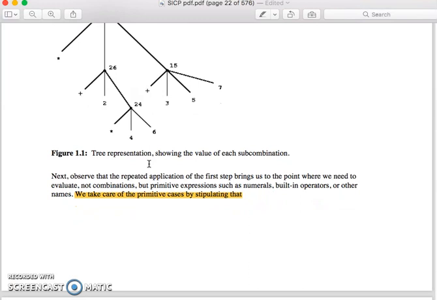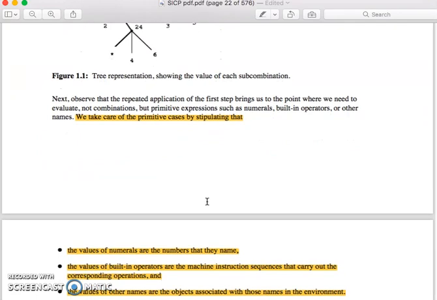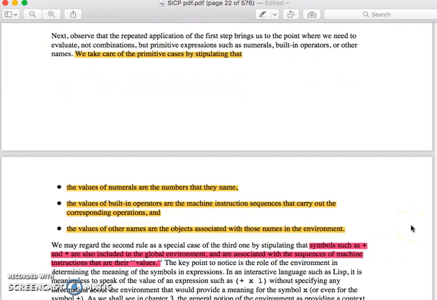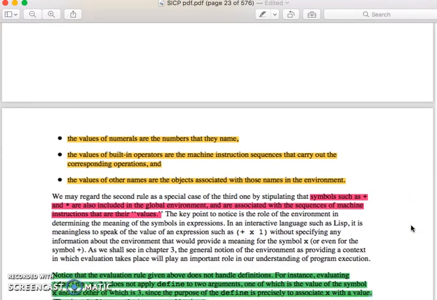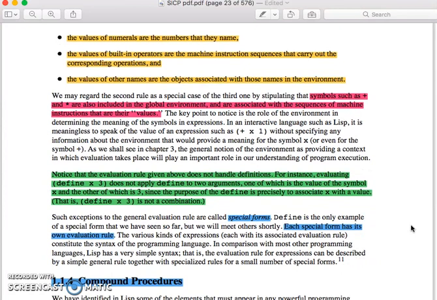Next, observe that the repeated application of the first step brings us to the point where we need to evaluate not combinations, but primitive expressions such as numerals, built-in operators, or other names. We take care of the primitive cases by stipulating that the values of the numerals are the numbers that they name. The values of built-in operators are the machine instruction sequences that carry out the corresponding operations, and the values of the other names are the objects associated with those names in the environment. We may regard the second rule as a special case of the third one, by stipulating that symbols such as add and multiply are also included in the global environment, and are associated with sequences of machine instructions that are their values. The key point to notice is the role of the environment in determining the meaning of the symbols and expressions.